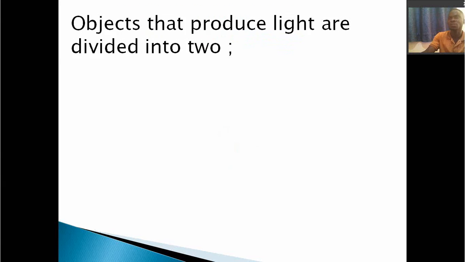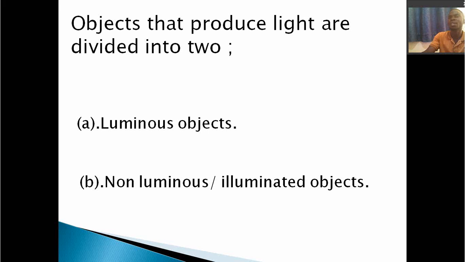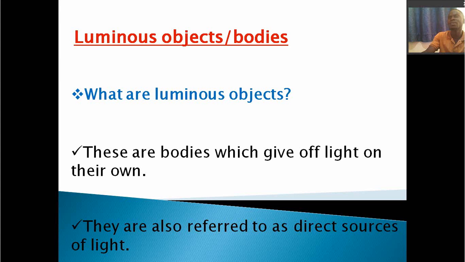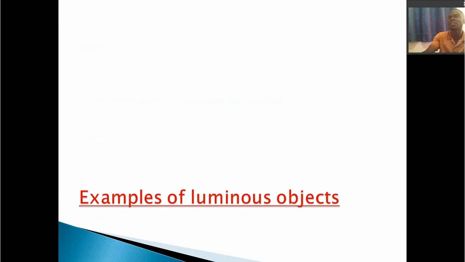Let's begin this session. Objects that produce light are divided majorly into two. We have the luminous objects and we also have the non-luminous objects. We can also call the non-luminous objects illuminated objects. The luminous objects. What are luminous objects? These are bodies which give off light on their own. They are also referred to as direct sources of light.